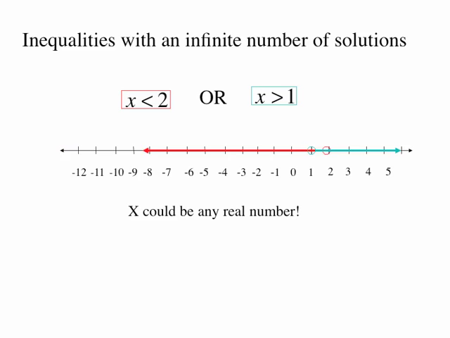It is possible to write an inequality that has an infinite number of solutions. For example, x is less than 2 or x is greater than 1. If we graph these two inequalities on a number line, you'll see that x is less than 2 is shaded over in red, and x is greater than 1 is shaded over in blue. And when we do that, we have effectively shaded over the entire number line. No matter what number we pick, it's either less than 2 or bigger than 1. So x could be any real number.